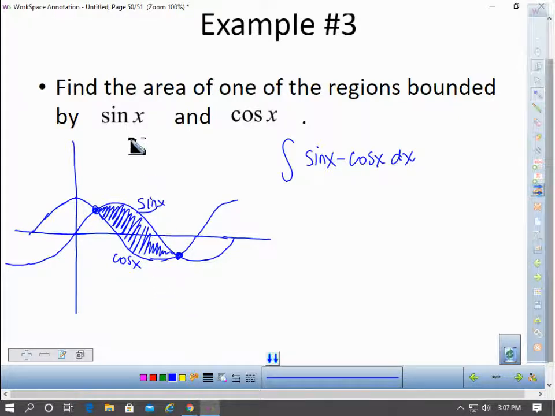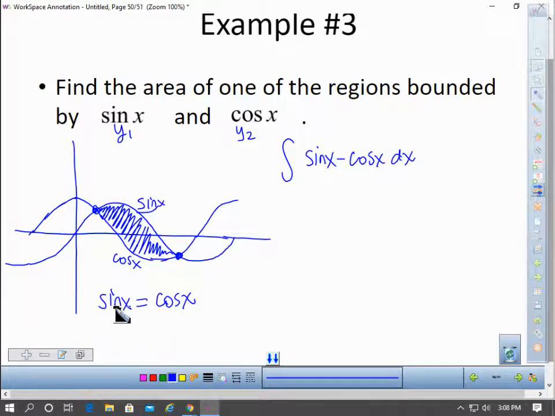Okay, so you can put these in y1 and y2, and you can do the second trace in calc number 5 and figure out their intersections that way. Or we can set them equal. Just think about this on your unit circle. Where does sine equal the cosine on the unit circle?